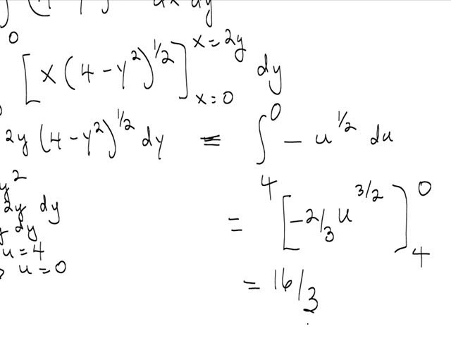Any questions? Yes. When you changed it to minus u to the 1/2, where did the 2y go? Oh, okay, that's your du. You see? Okay. Thank you. Yes? What's the rule for your limits where you can switch limits and change your sign? What is that rule again? If you have a negative, you can switch the limits and then change the sign. Just make it positive. Okay.